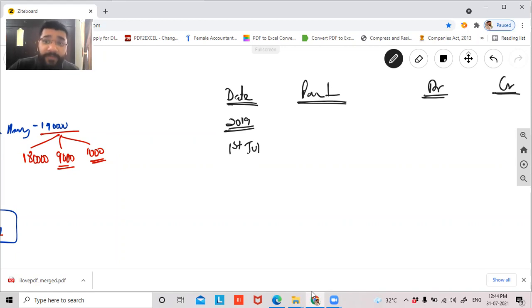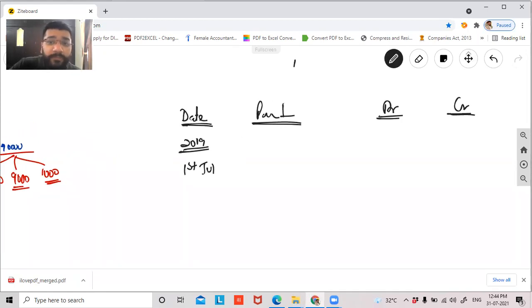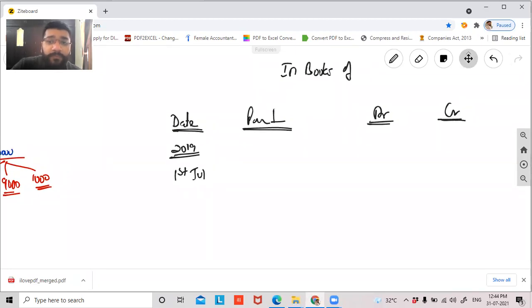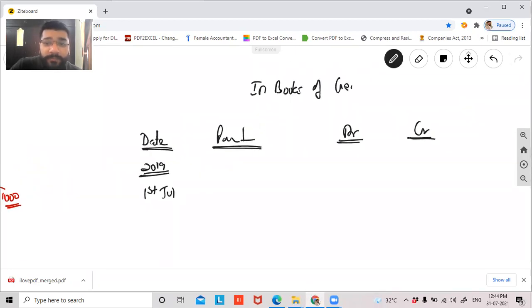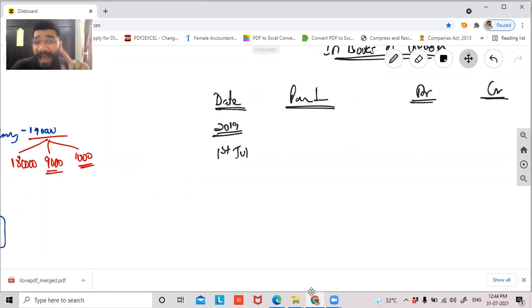So guys, we are doing the journal entry in whose books? In books of Georgie. So guys, Georgie is drawing the bill, Harry is accepting the bill. So after Harry accepts the bill, the bill is coming back to Georgie. So can I say for Georgie it is bills receivable account debit?